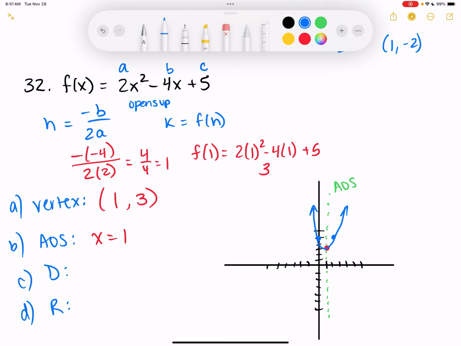So what's my domain? The domain's going to be the same for every problem: all real numbers, negative infinity to infinity. What's my range? Does it open down? Oh, 3 to infinity. It goes in the direction that it opens, including 3, so 3 to infinity.